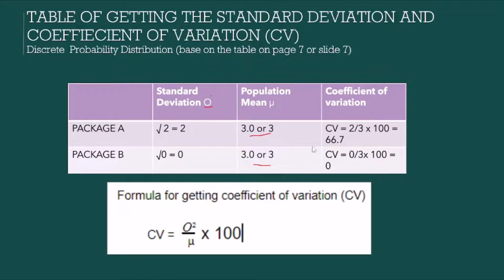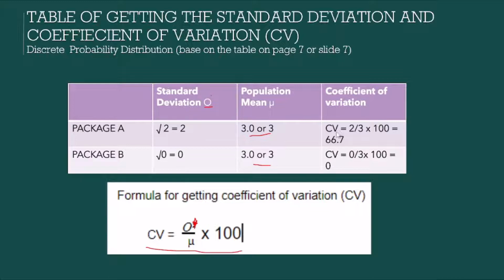And in getting the coefficient of variation, here's the formula. Over here is the formula in getting it. So CV equals the variance over mean times 100. Now here we'll put CV equals 2, since we are going to... Sorry. Don't mind this square. I made a mistake. We're going to use the standard deviation. So CV equals standard deviation over mean times 100.